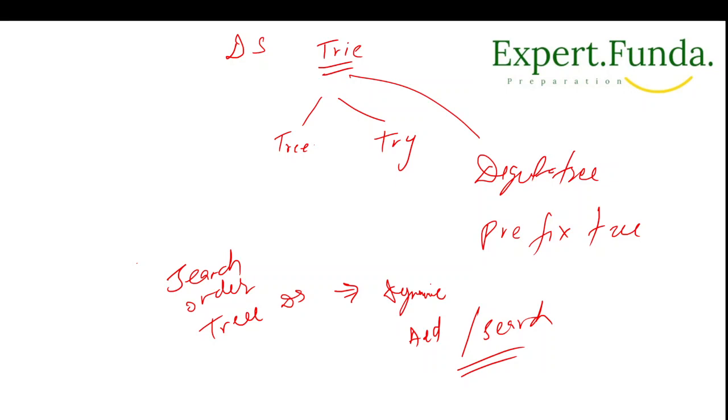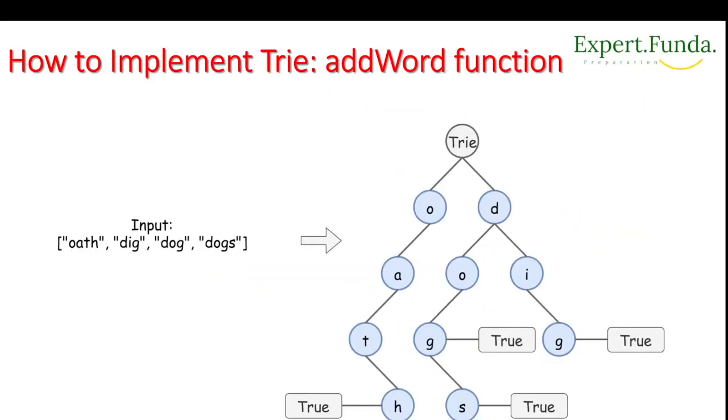Let's talk about this example and understand how it works. Let's suppose we have to implement two methods, add and search. First we understand how to implement the trie, and we will implement the add word function, because once we add the words, our trie will be ready and then we can do searching.